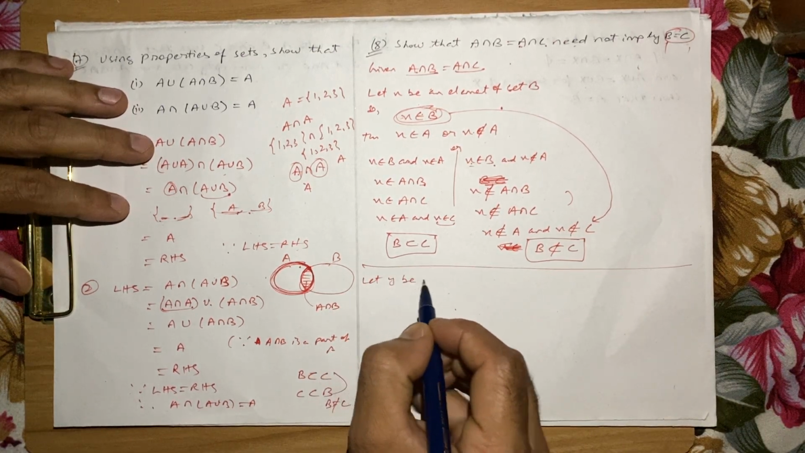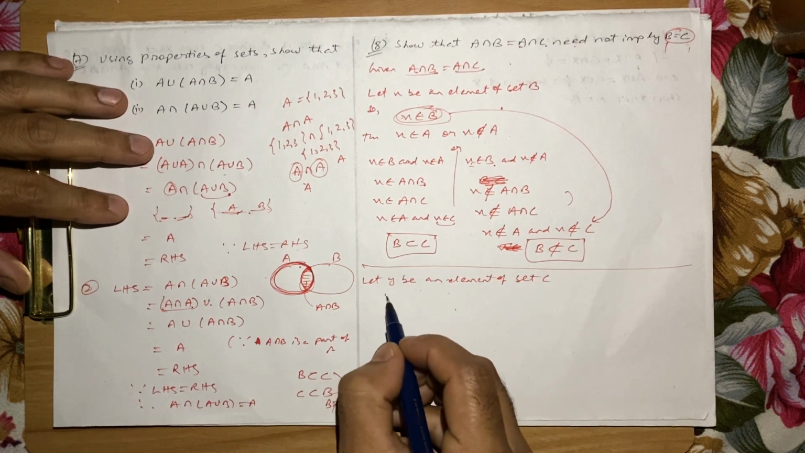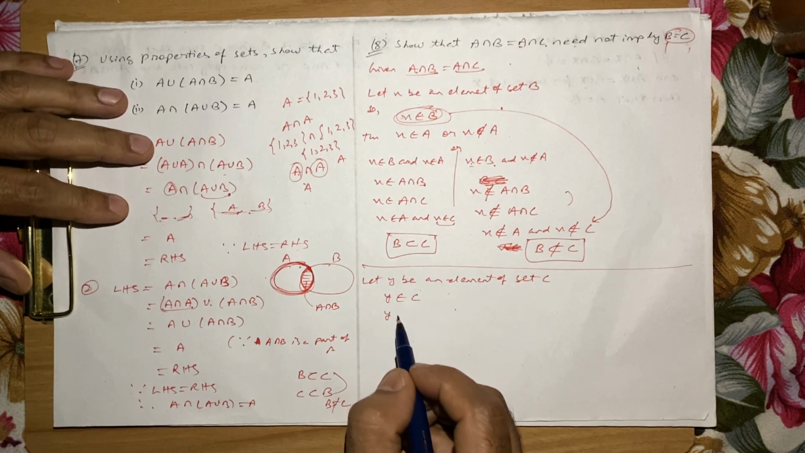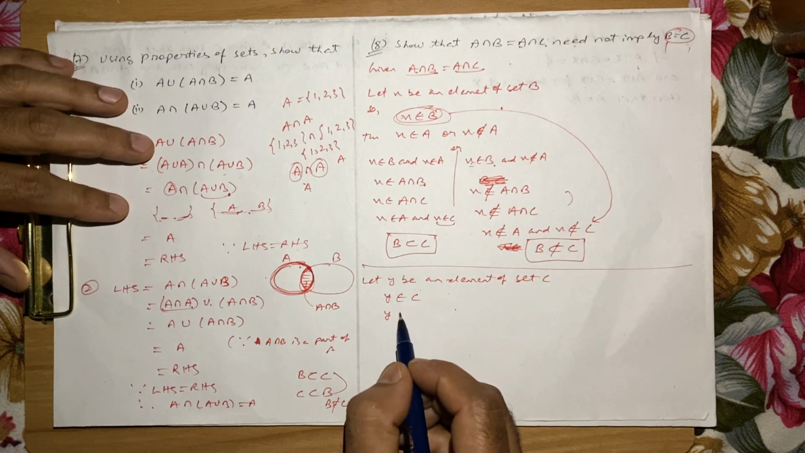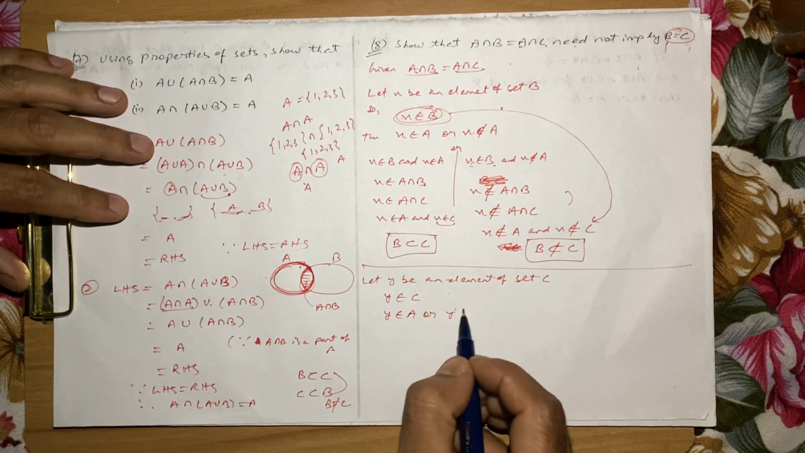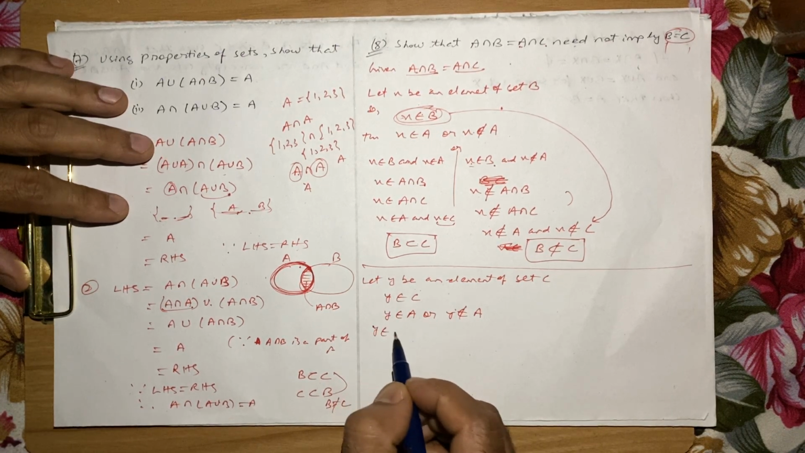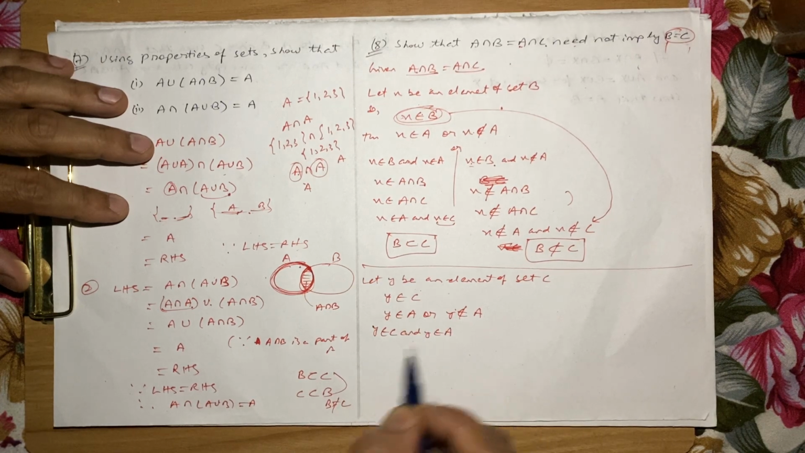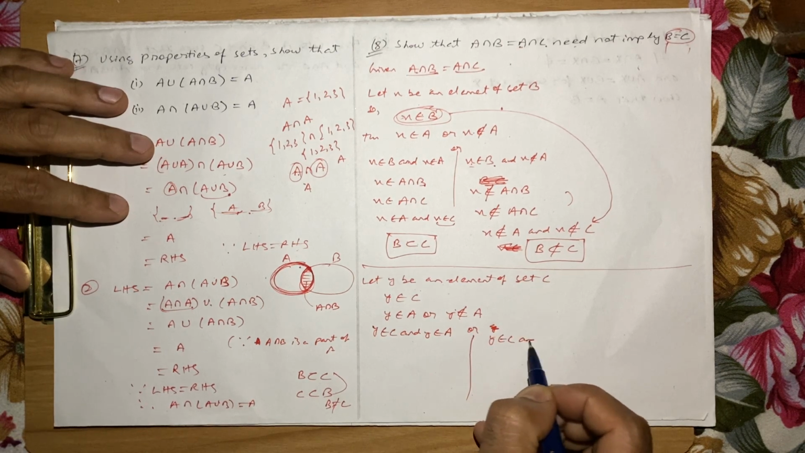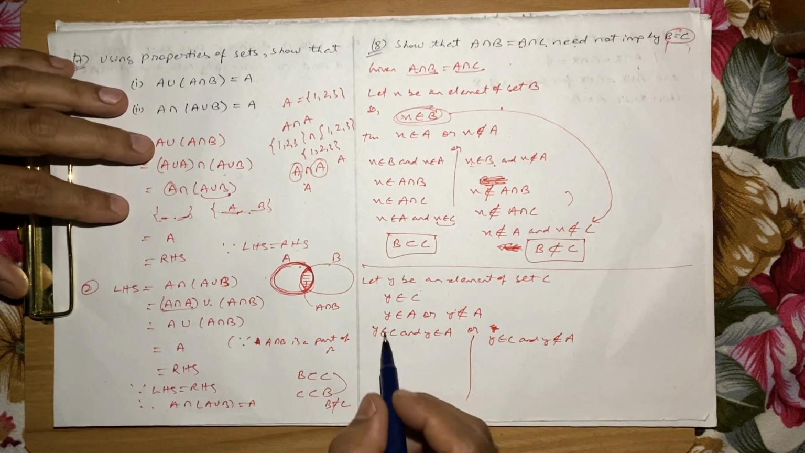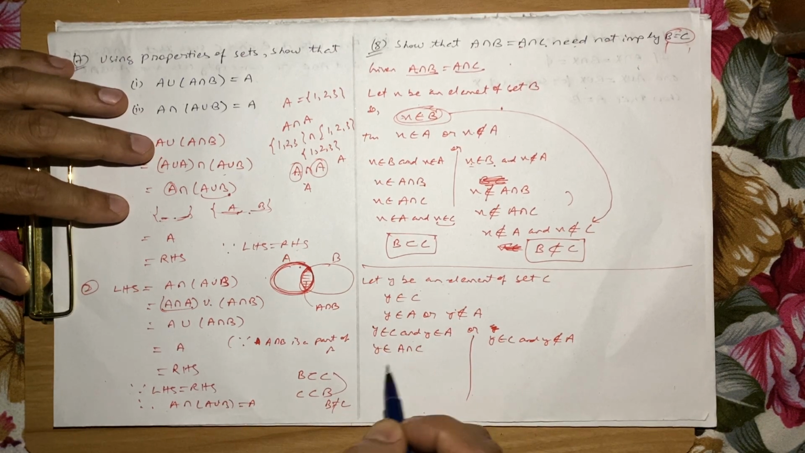Let Y be an element of set C. Then what can I say? Y belongs to C. What can I say about the set A? Let's try to associate with A: Y may belong to A or Y may not belong to A, right? So let's try to combine these two things. Y belongs to C and Y belongs to A, or Y belongs to C and Y does not belong to A. Now if I look at this one, Y belongs to C and Y belongs to A, means Y belongs to A intersection C.